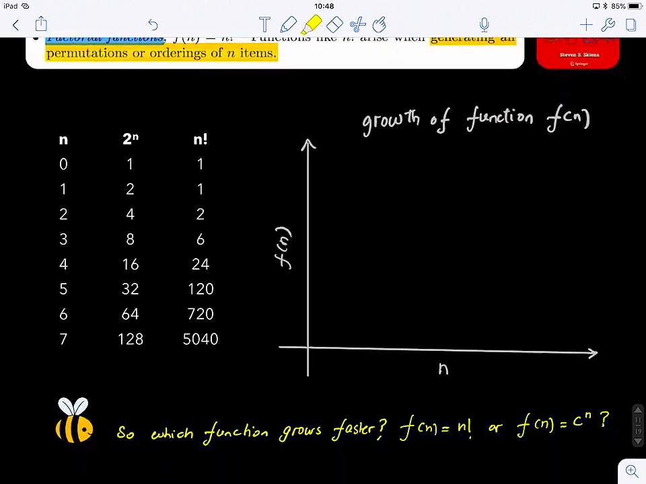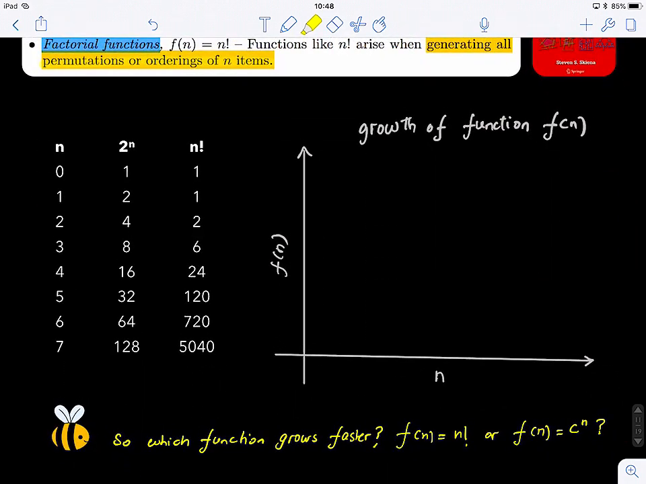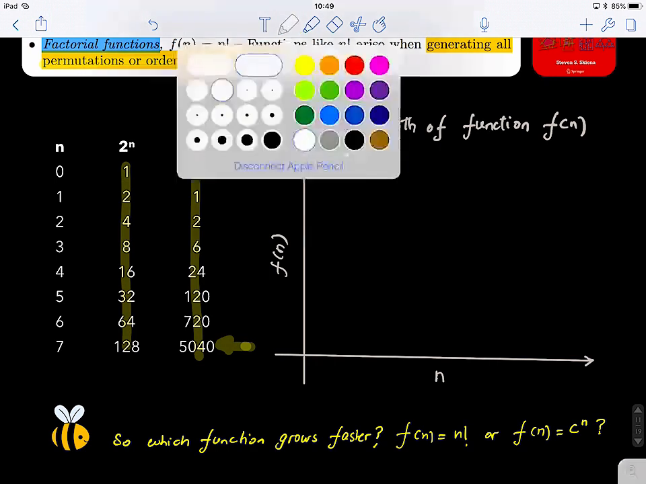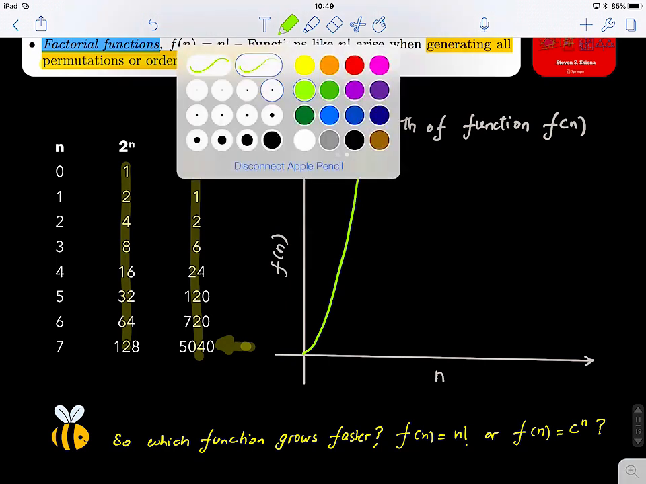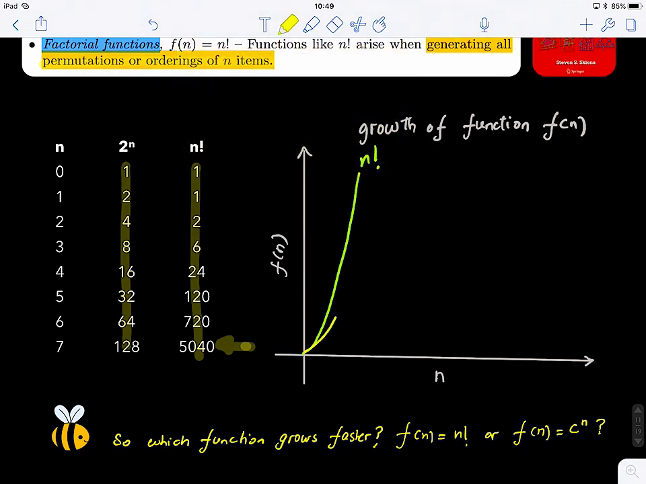And when it comes to complexity, let's look at these two functions. Here we have the exponential, and here we have the factorial. What do you think if we plot these two functions for different n? Which one grows faster? The factorial, right? The factorial grows faster because you can see right here you have a larger number. So in the beginning, if we plot these functions, we're going to have the factorial function like this, and then the exponential slightly lower, right? So this one grows much faster.